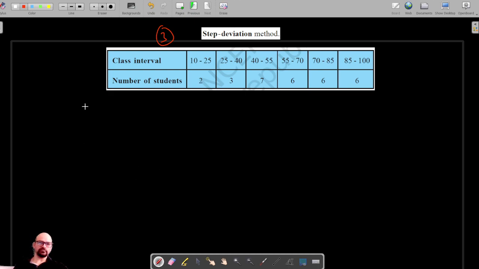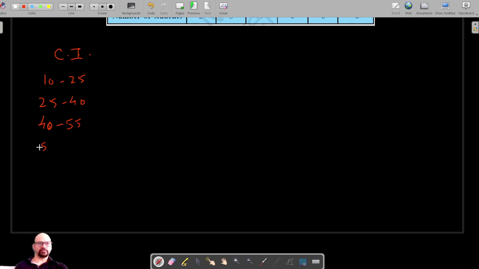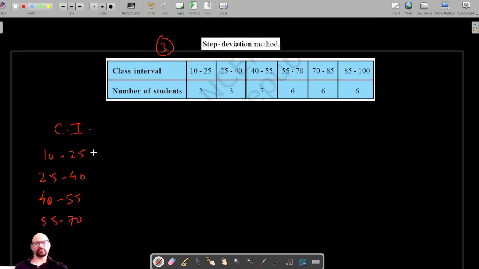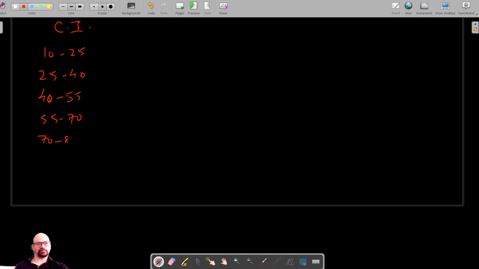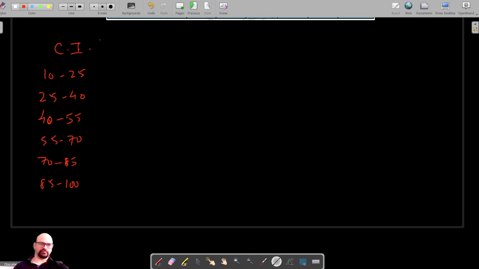So for the step deviation method, first of all, we will write once again the class intervals. Our class intervals are 10 to 25, 25 to 40, and 40 to 55. Next is 55 to 70, 70 to 85, and then 85 to 100. Okay, so we have got the class intervals, we have grouped the data.